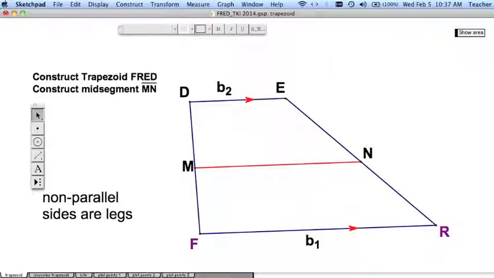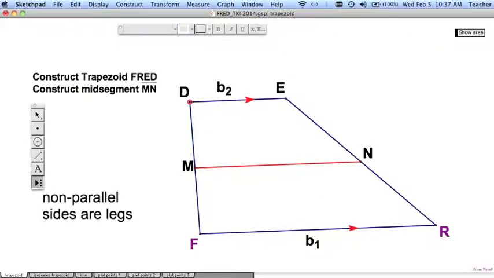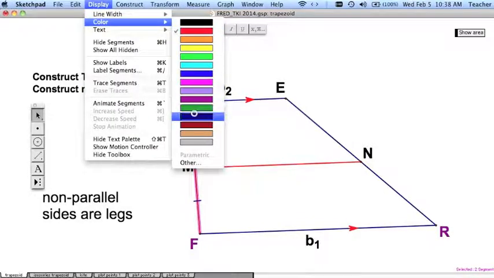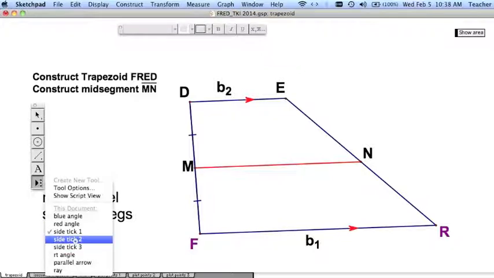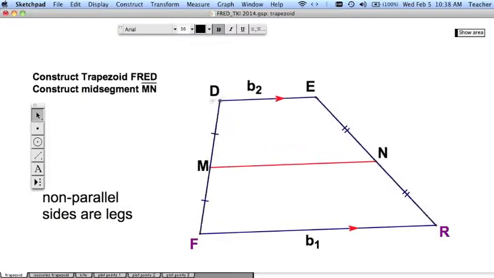Now, in order to designate these points as midpoints, I want you to use your little side ticks. Watch, this time I click from D to M, from M to F. Guys, calm down over there. I get excited by math too, but I don't know about that much. Side tick 2. So I just want you to snap some little tiny tick marks, because this tells you that M is a midpoint and N is a midpoint.